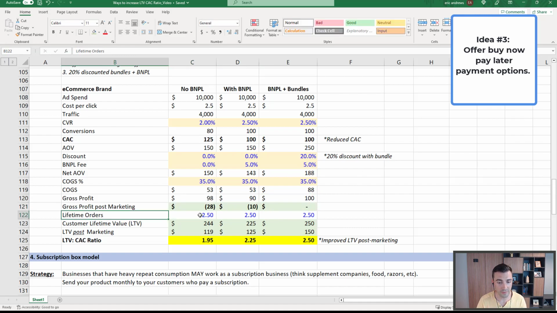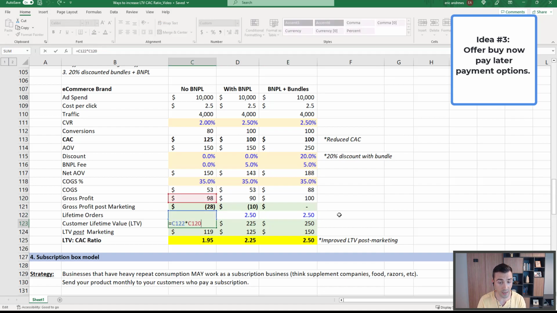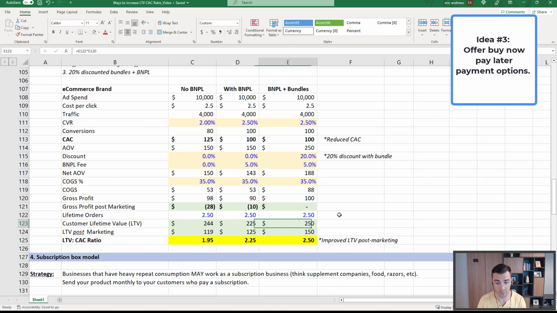But now let's look at lifetime orders. Let's say that in each of these scenarios, customers generally buy about 2.5 times. And so the customer lifetime value ends up being the $98 of gross profit times 2.5, $90 of gross profit times 2.5, and 100 times 2.5. So this is the customer lifetime value. They're all pretty similar, actually.